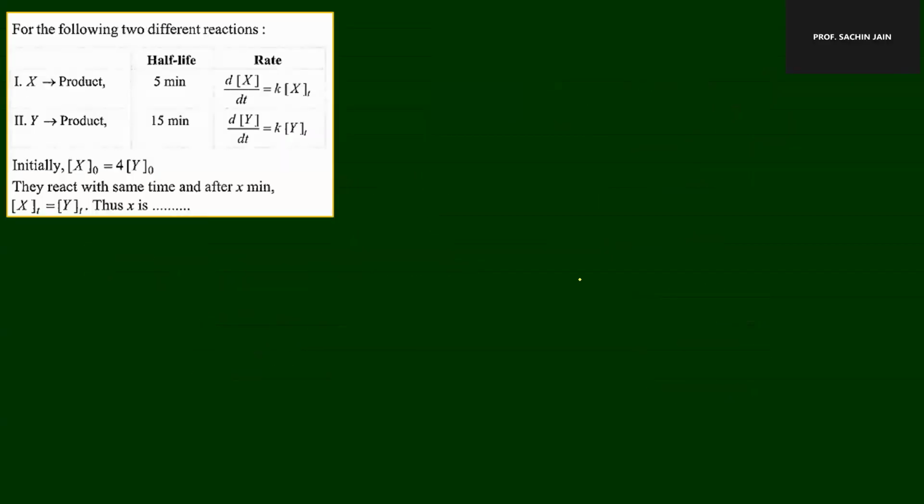Okay, next. This type of question is asked in PYQ many times. 2 से 3 बार repeat हो चुका है अलग अलग way में. So for the following two different reactions, X to product, Y to product, the half-lives are given 5 minute and 15 minute respectively. And the rate law is of course K times X and K times Y. First order है.